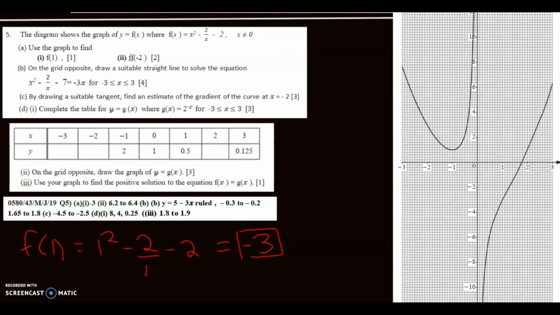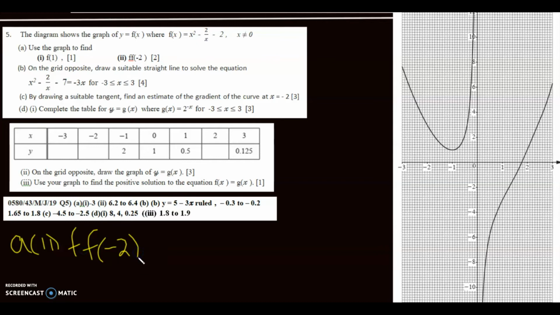Now, how do we find f(minus 2)? For this, we first find f(minus 2). f(minus 2) will be found by substituting minus 2 instead of x. So minus 2 whole square minus 2 upon x minus 2. Oh, no. The question says use the graph. I did not read that.